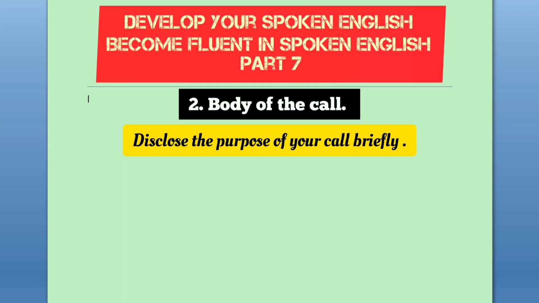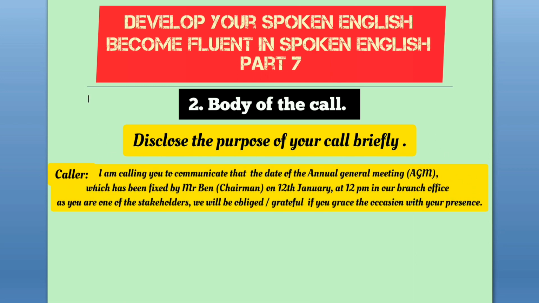I am calling you to communicate that the date of the annual general meeting, that is AGM, which has been fixed by Mr. Bain, who's our chairman, is 12th January at 12 p.m. in our branch office. As you are one of the stakeholders, we will be obliged, you can use grateful also, if you grace the occasion with your presence. So, this way, you have to formally let the person know or communicate about a particular event that's happening, and you're calling that person to let him know about it, right? And after that, wait for the response.